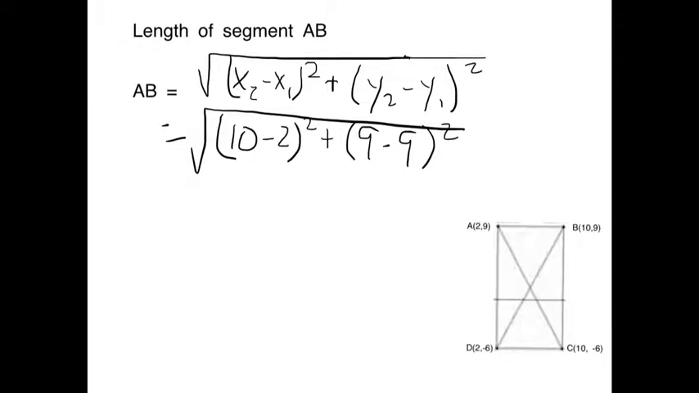Since this is a horizontal line segment, we should be able to see here that 9 minus 9, the difference in the y values, is 0. So 9 minus 9 is 0. 0 squared, of course, is 0. And anything added to 0 is just itself. In other words, the y values just cancel out.